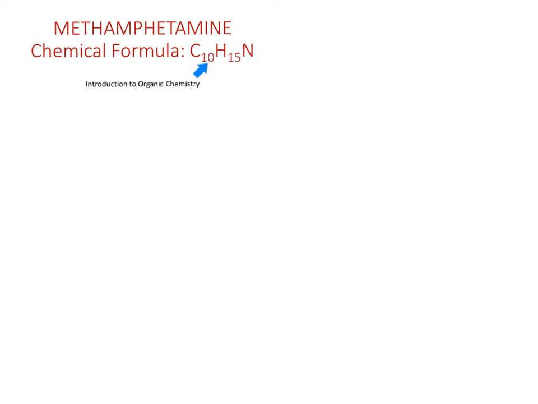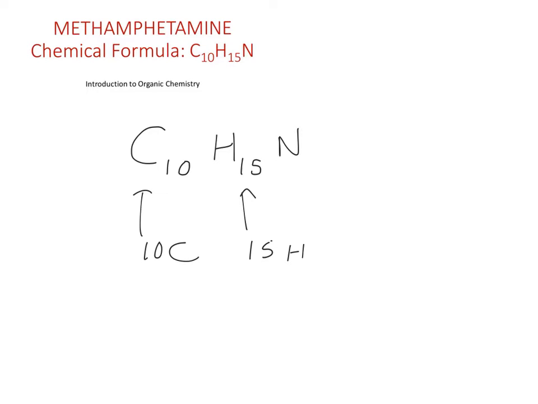It has the chemical formula C10H15N. So we now know, or we've had the background now to know, that methamphetamine contains 10 atoms of carbon, 15 atoms of hydrogen, and 1 atom of nitrogen in a molecule.